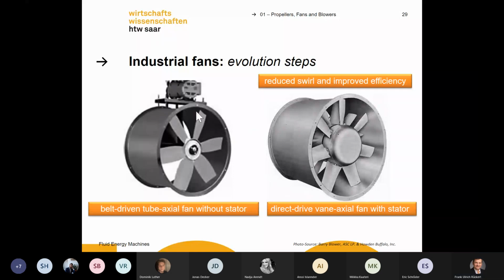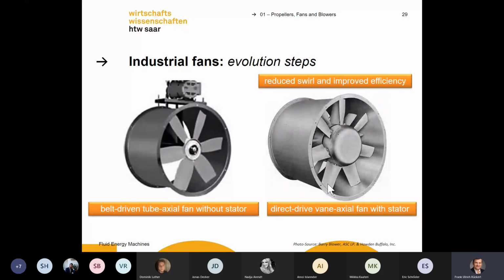Here is again a kind of industrial fan, and I copied this picture to the slides because I want to explain a bit about efficiency and the history. This is a ducted fan, and it's a really old fan. It was used in former times, and we had the engine outside. Here's the electric engine, and we had a belt, and the belt drives the propeller, and then we can get the airflow.